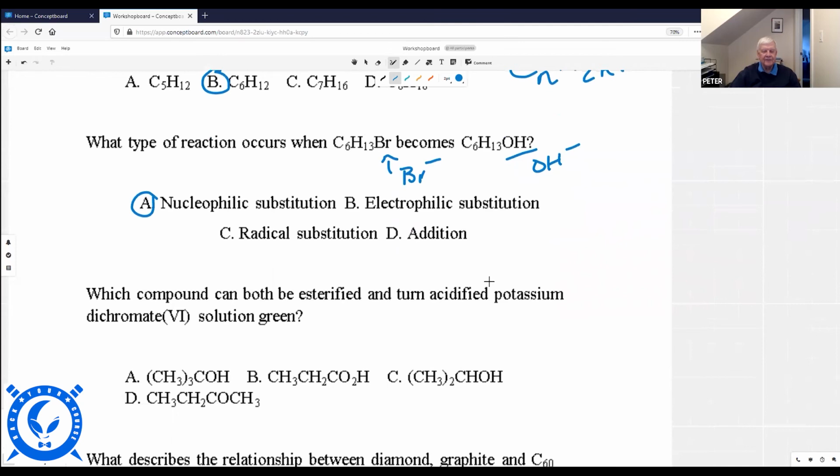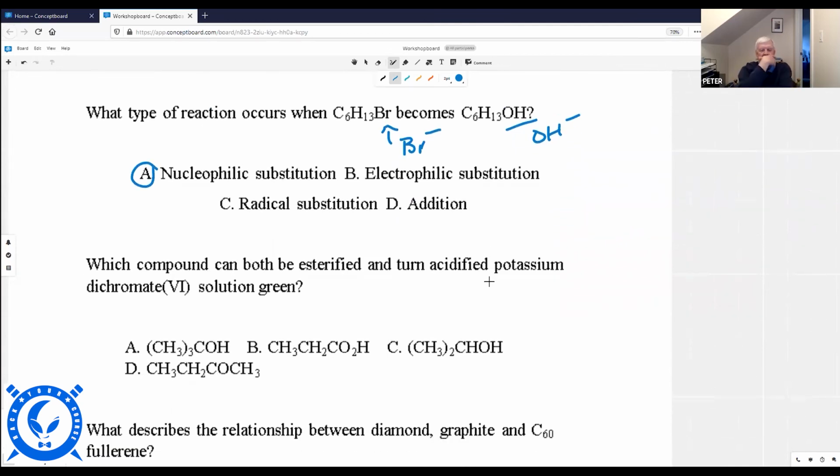All right. Which compound can be both esterified and turn acidified dichromate green?